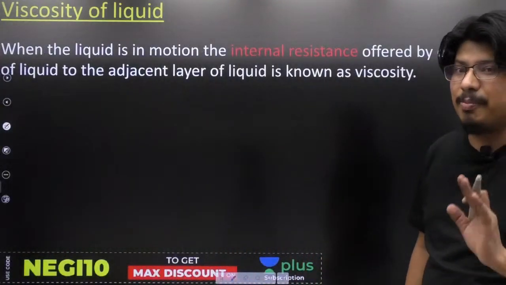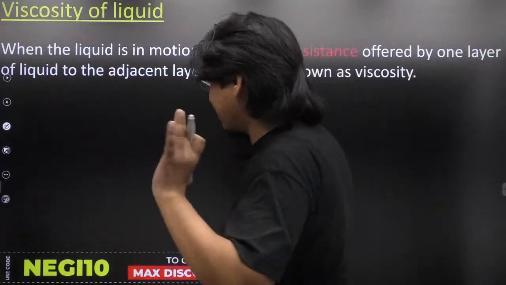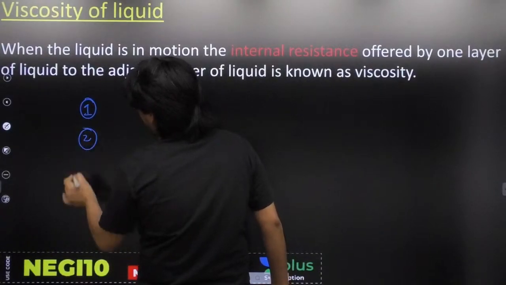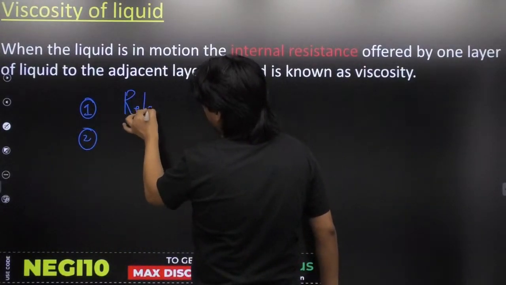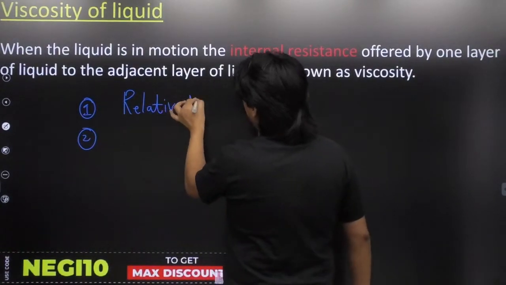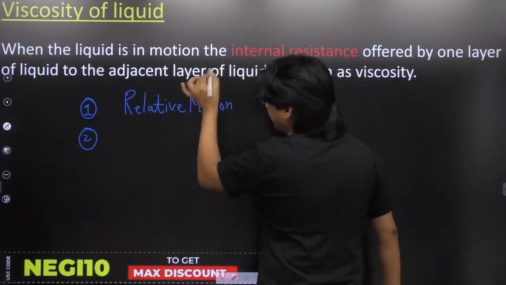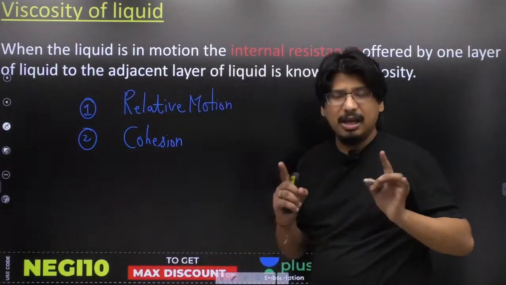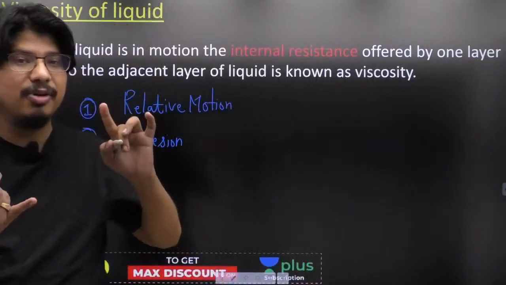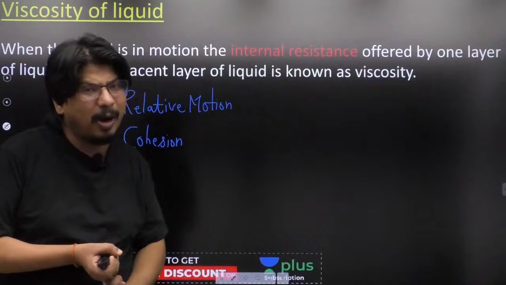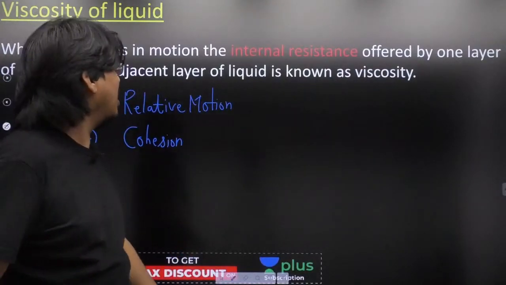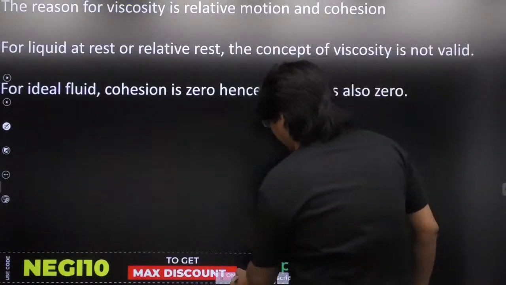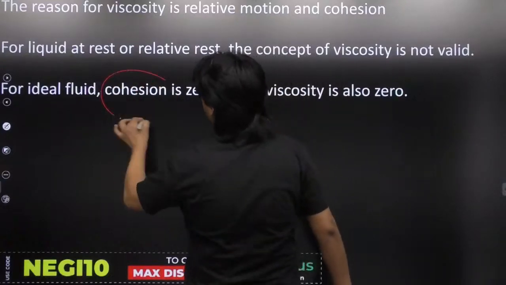Now you remember I have told clearly what is the reason for the viscosity. First thing, there is some relative motion between the fluid layers. Second thing, there is cohesion between the liquid layers. Whenever we are having relative motion and cohesion between the liquid particles, I will be having the viscosity for liquid. Now look at here, I have told you, for ideal fluid cohesion is zero.